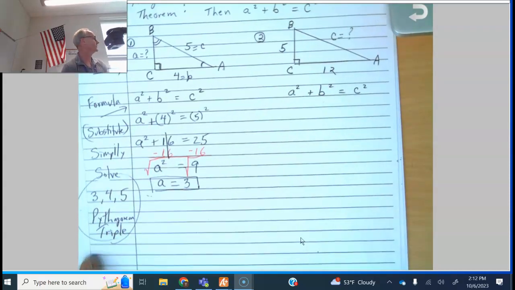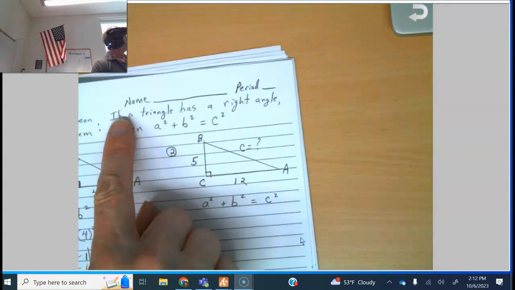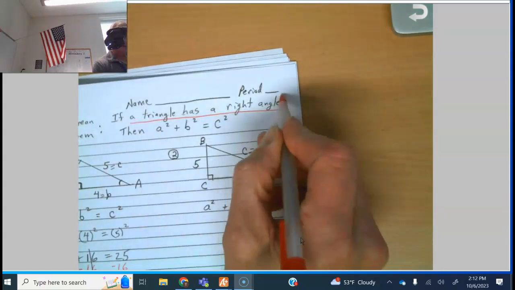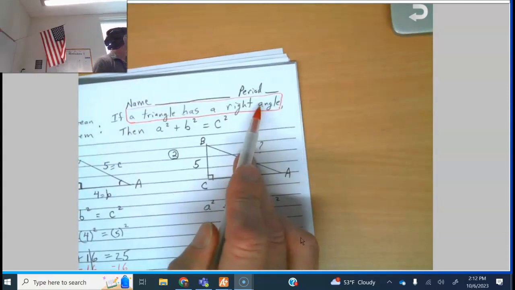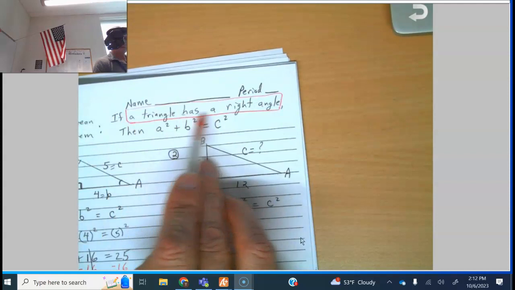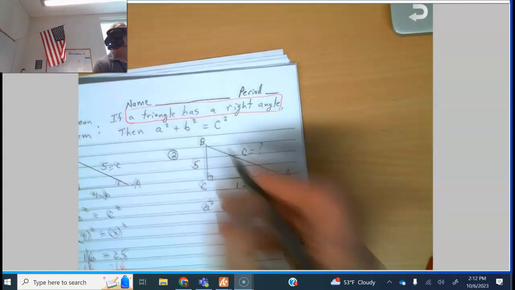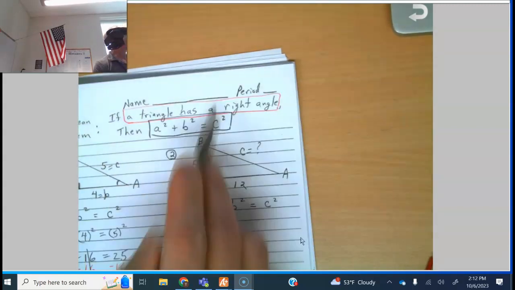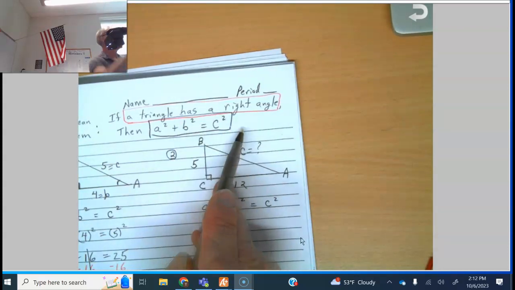Today, we're going to do the converse of the Pythagorean theorem. Now, this is the Pythagorean theorem. If I have a right triangle, or a triangle has a right angle, that's called the hypothesis. If this is true, then I know the conclusion. This is an if-then statement. This is the conclusion down here. If I have a right triangle, then a squared plus b squared equals c squared. Can you guys turn that around?